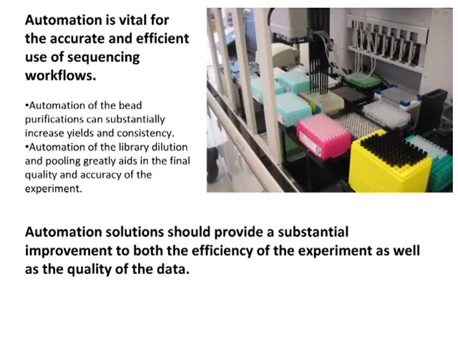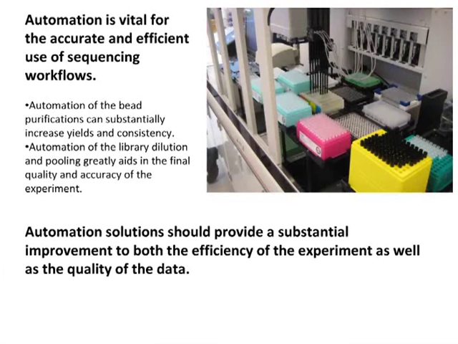Two areas that we have found quite indispensable are the automation of the bead purification step, which can substantially increase both yield as well as consistency. I have a later slide on that. And then finally, as I mentioned earlier, the automation of library dilution and especially pooling of libraries when indexes are being used and multiple samples are being mixed per sequencing lane. The automation is vital for that as well.